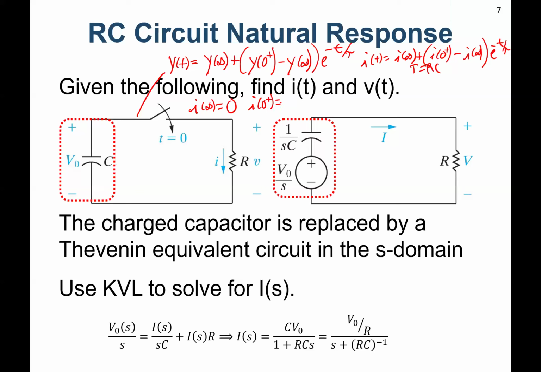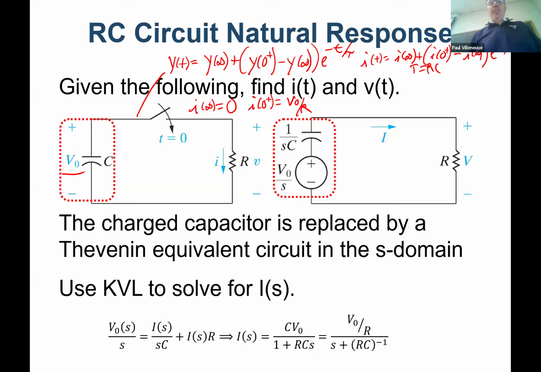What does I of 0 plus equal? Oh, that needs some number crunching. Does it? Ohm's law, right? You've got a voltage source that has an initial value of V naught. You've got a resistor R. Isn't it just V divided by R?